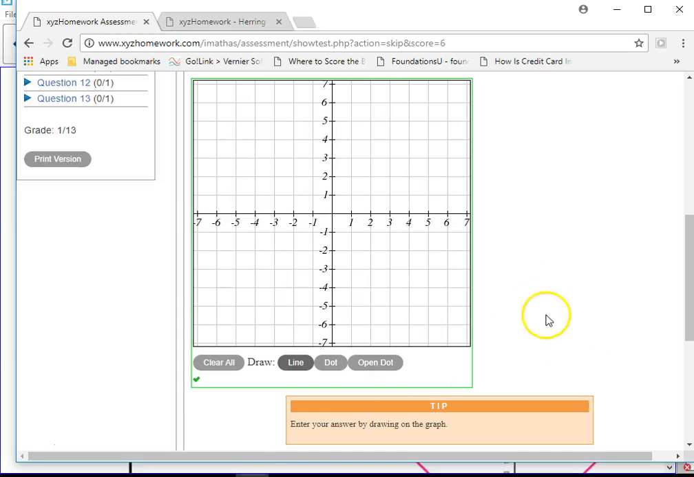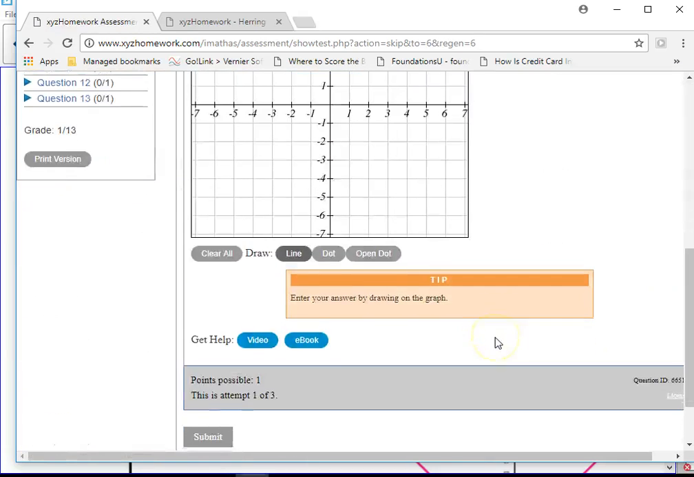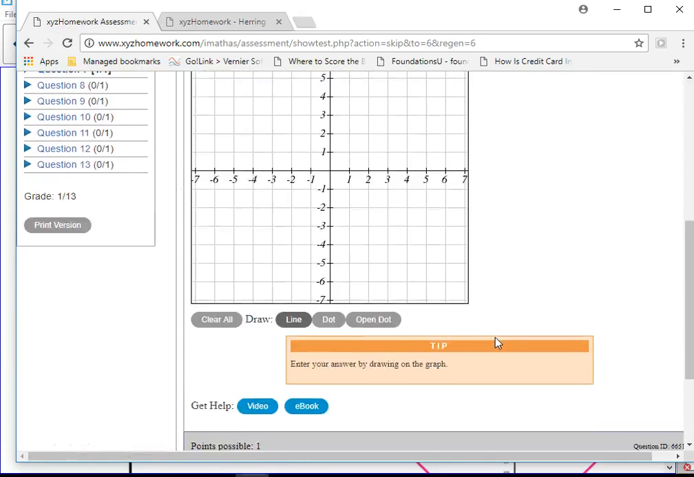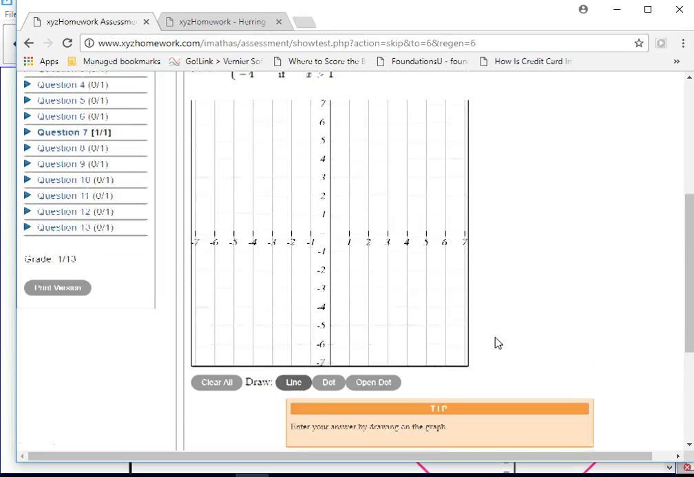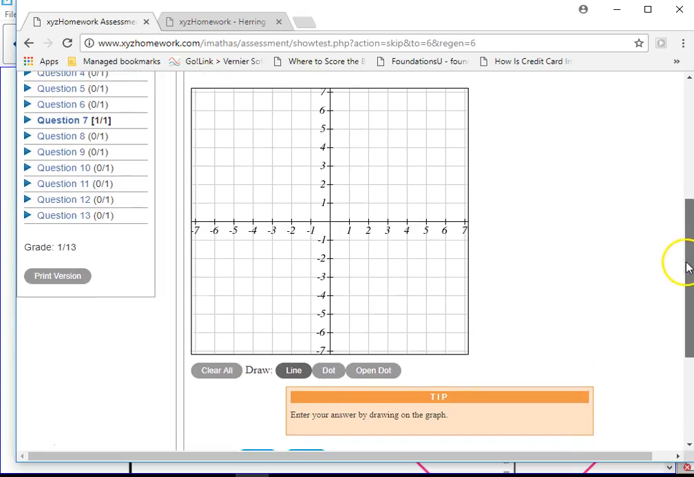So I'm going to go to, I better regenerate. Okay, we're going to ignore that. I just want to use their software to graph the function, and not do your problems.